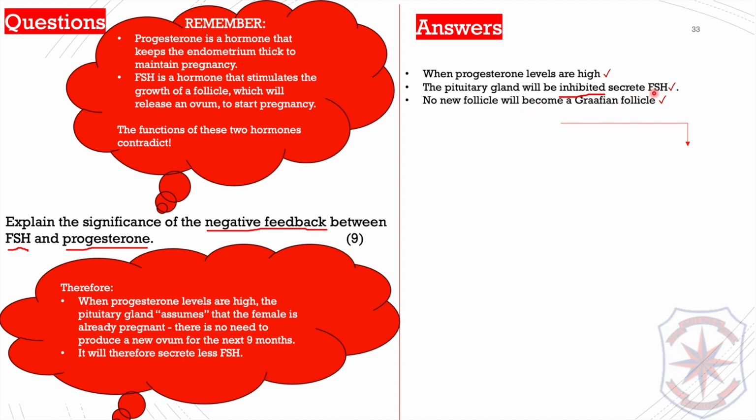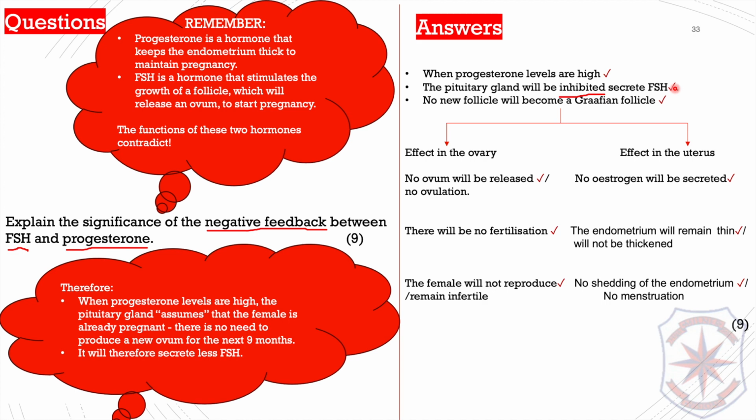So if we don't have FSH, we don't have its function. Remember, the function of FSH is to grow the primary follicles into a Graafian follicle. So no new follicle will become a Graafian follicle. So 3 marks. Now let's look at the effect of that. In the ovaries, no new ovum will be released, or you can say there is no ovulation.